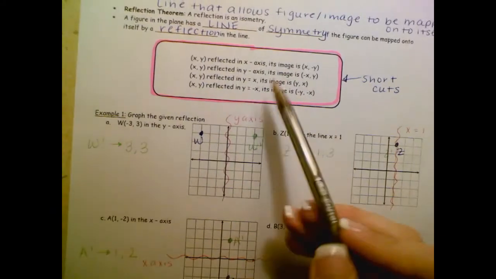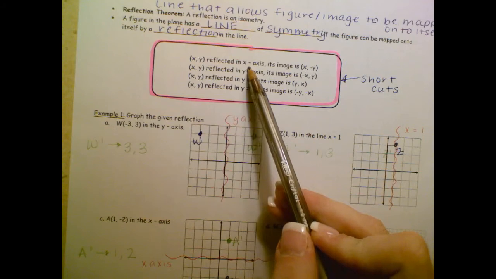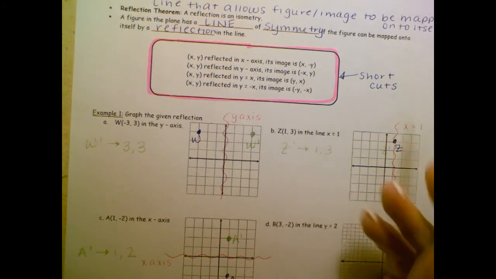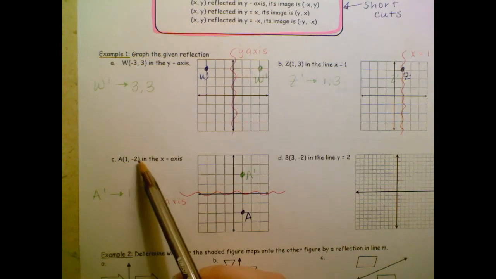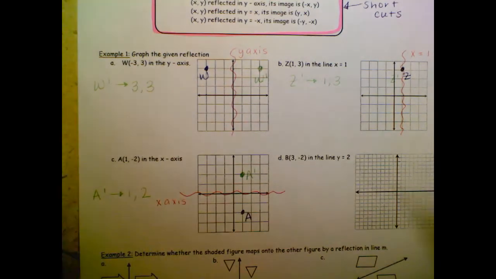Looking at my shortcut, reflecting across the x-axis, the x value stays the same, the y value is just the opposite. My x value stayed the same, my y value is opposite. Opposite of negative 2 is positive 2.